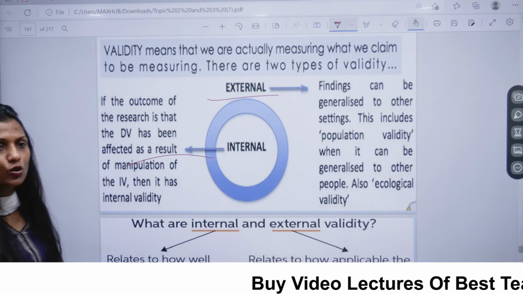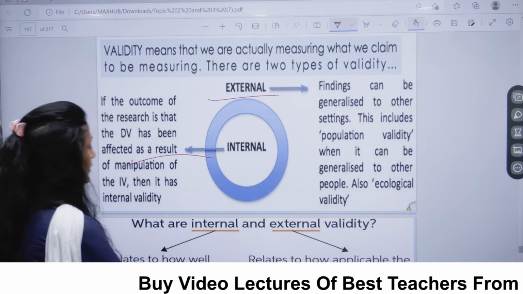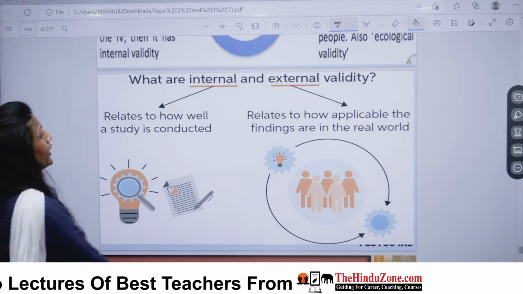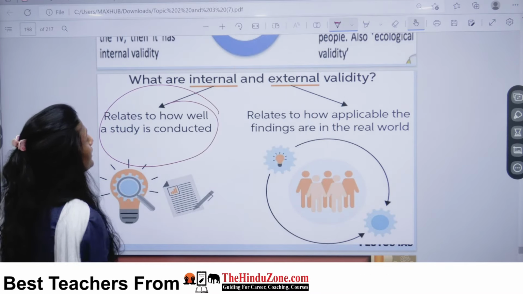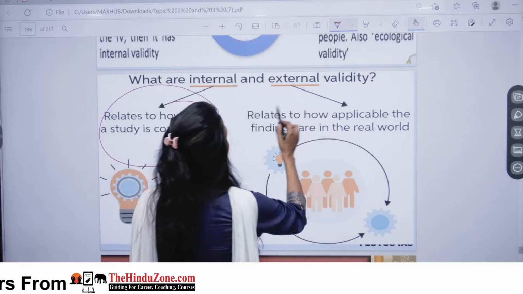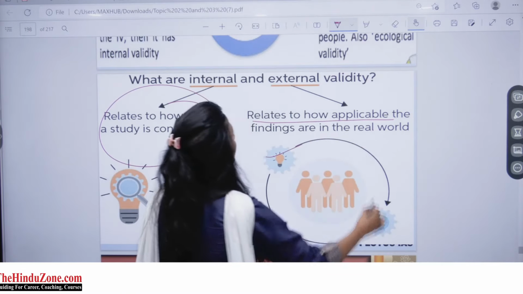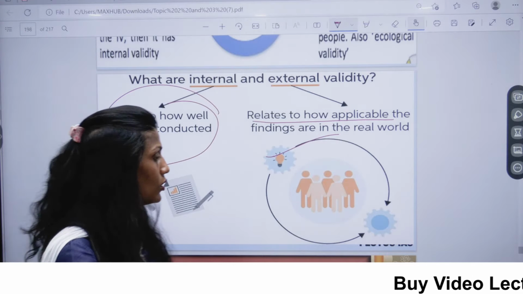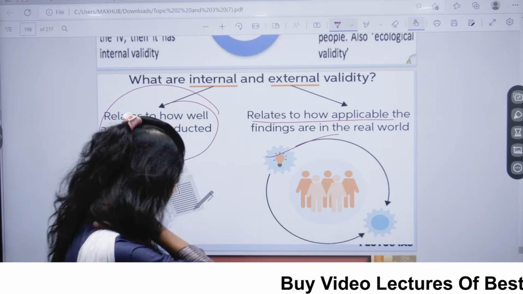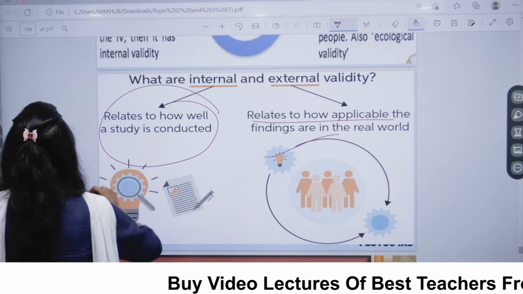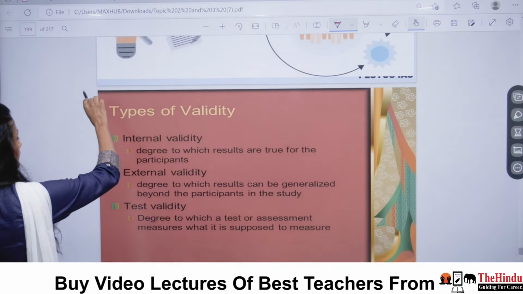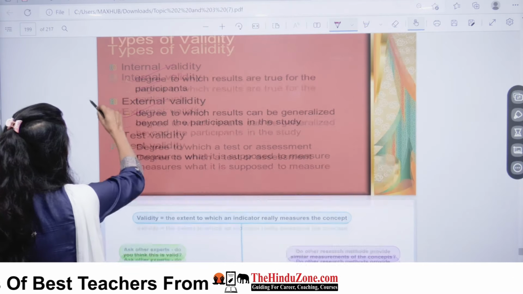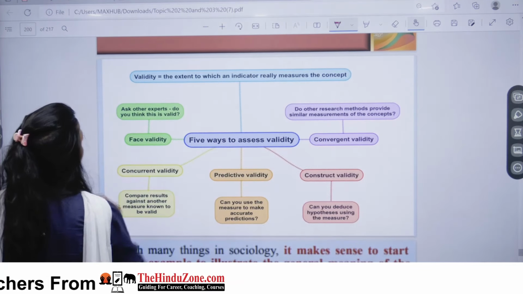You will generally get questions on validity and reliability, so please do remember this is an important topic. Internal is how well a study got conducted. External relates to how applicable that is in the real world. Is this clear, Mukul? As I've already explained, we have two types of validity. So I'm skipping this.